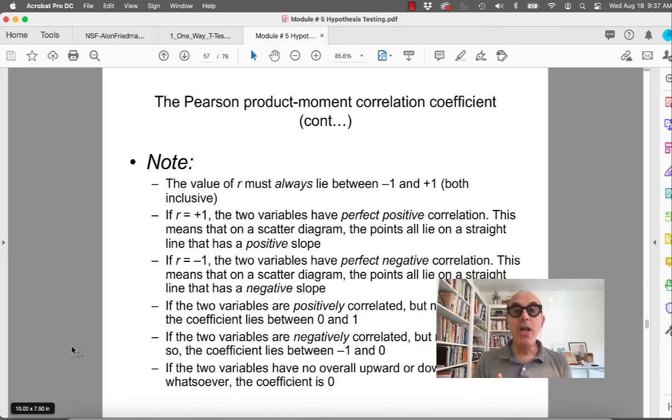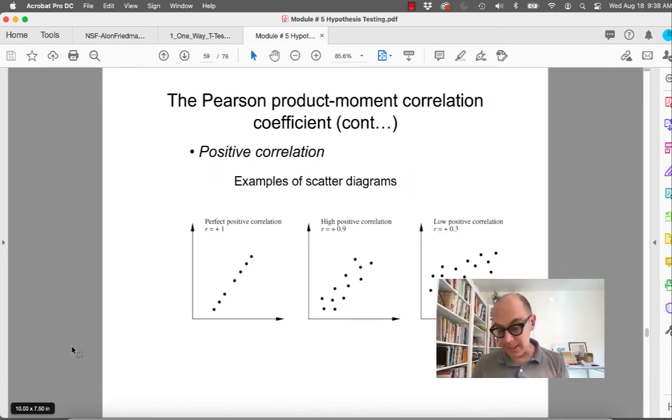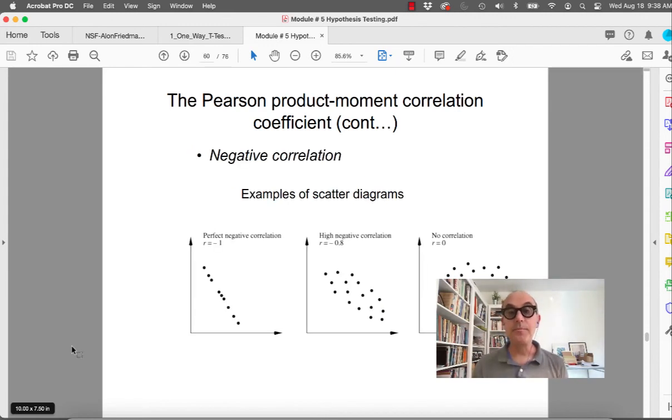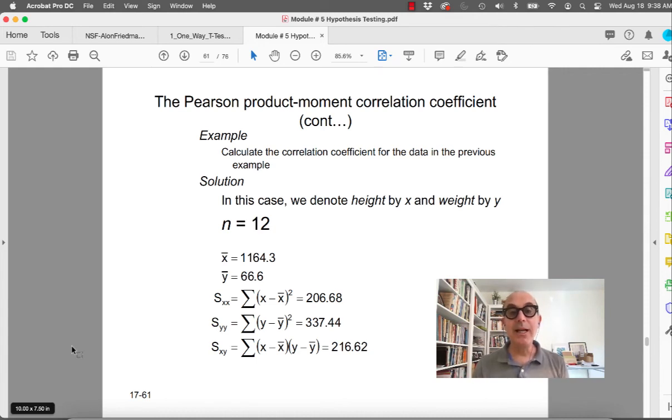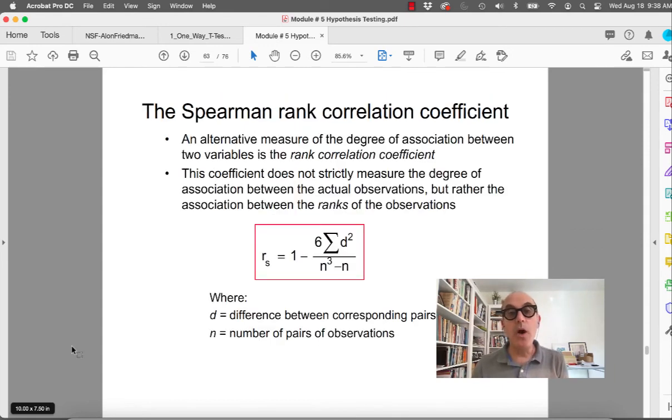Note that the value of R always lies between -1 and 1. If it is +1, the two variables have a perfect positive correlation. When it is -1, they have a perfect negative correlation. If the two variables are positively related but not perfectly so, the coefficient lies between 0 and 1. If the two variables have no overall upward or downward trend, it tends to be 0. This is how it lays out for positive and negative correlation. This is the negative correlation, and in this class we will see an example and how to apply that.